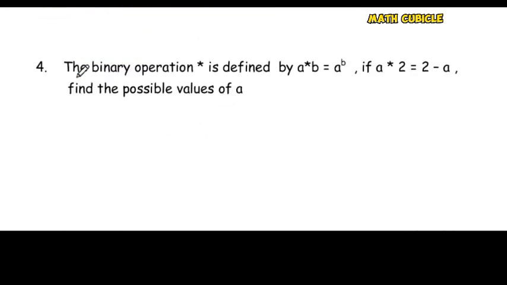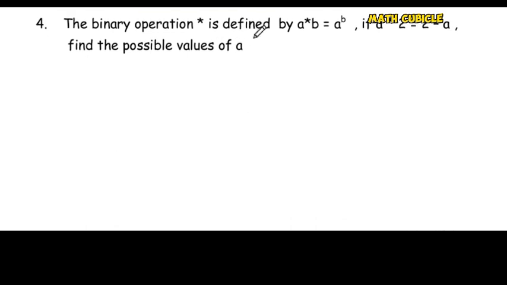Now to question number 4. The binary operation star is defined by A operation B is equal to A raised to power B. If A operation 2 is equal to 2 minus A, find the possible values of A.